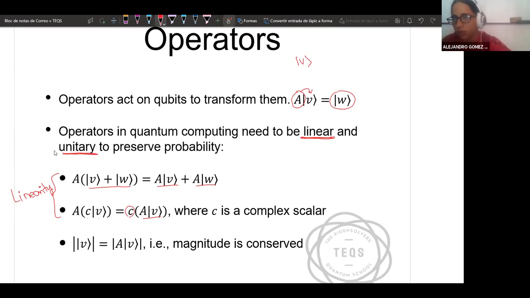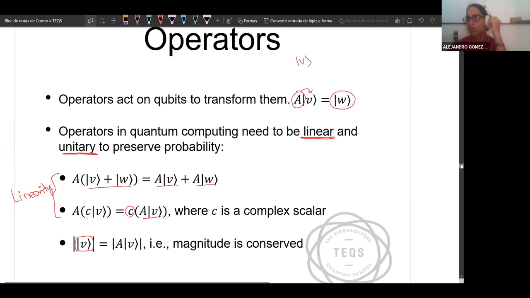Because what unitary means is that, let's say you have the state V, and you compute the magnitude of that state, it's going to be unchanged if you apply A. So the magnitude of the state V equals the magnitude of the vector that results from the application of A over V. So that's what we mean by unitary. That's kind of an implication of unitary, because we're going to see a more general way of defining unitary operators or unitary matrices.